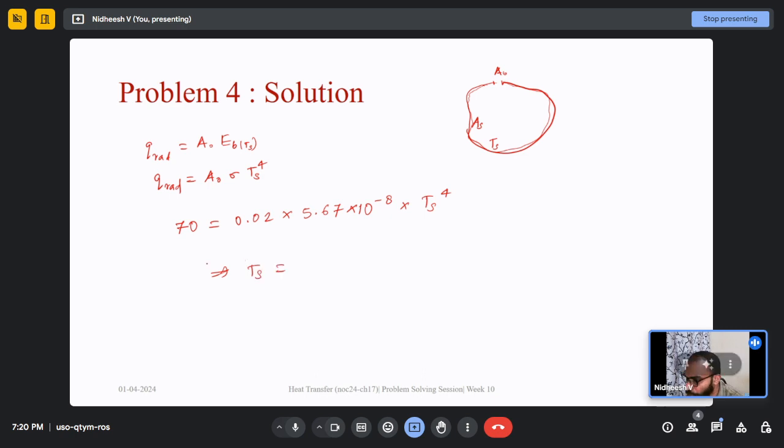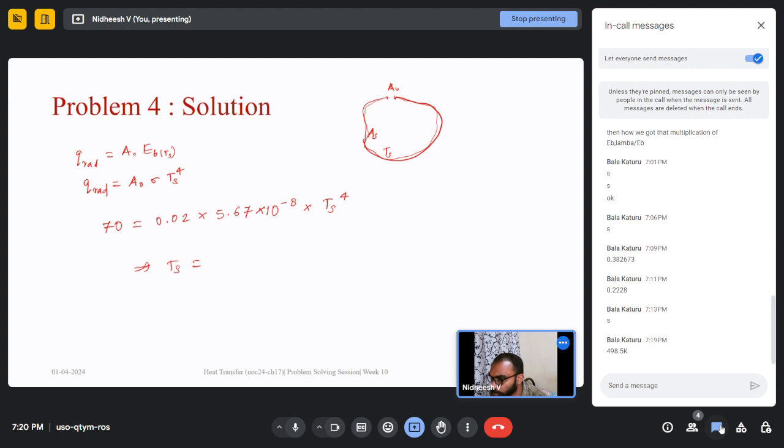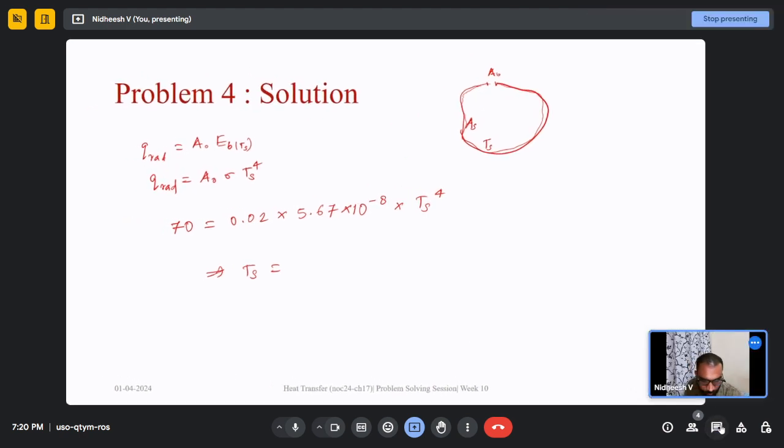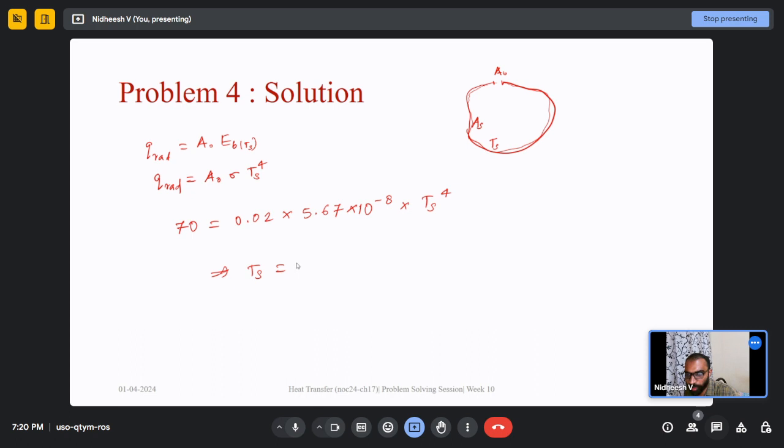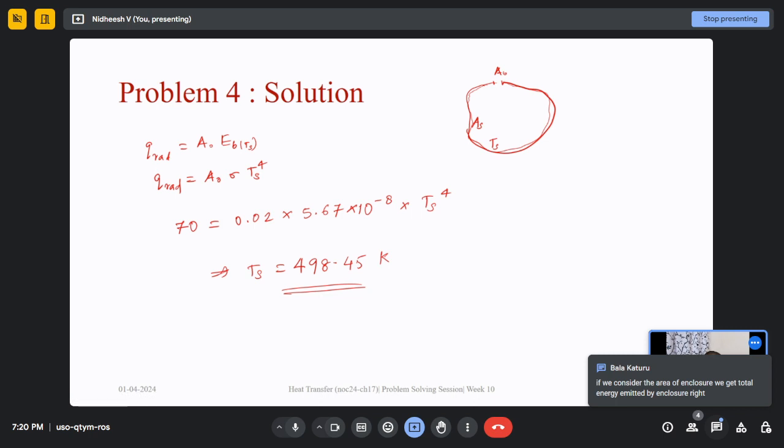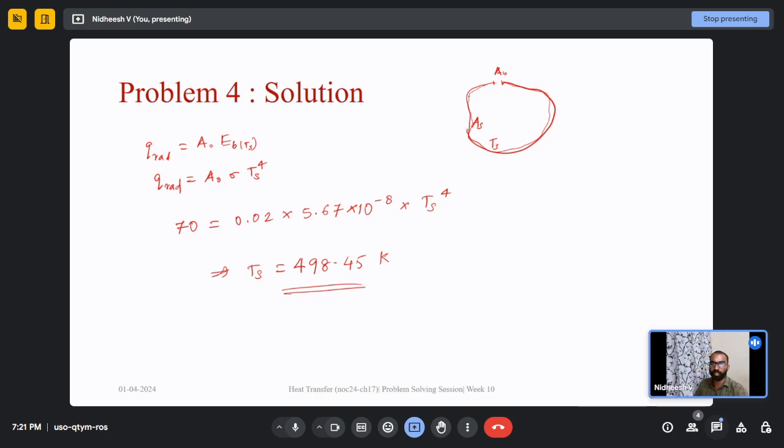What value did you get? 498.5, 498.45. Yes, that answer is correct. You will get a value of 498.5 or 45 something. If we consider, why are we not considering the area of the enclosure in this case? Do you have any thoughts on that?